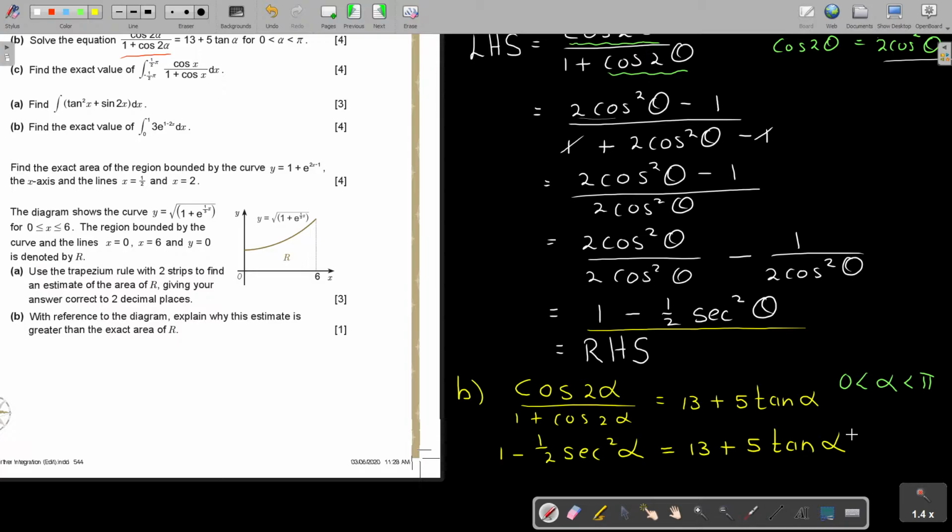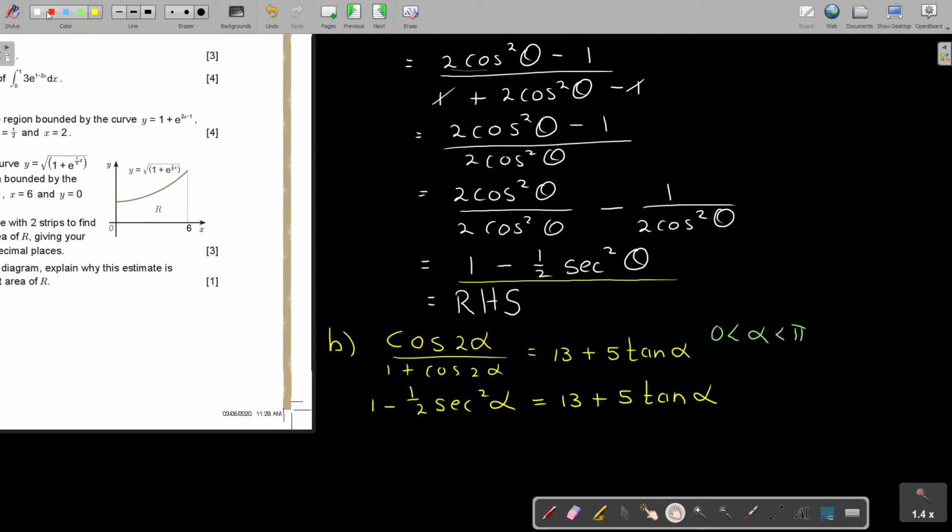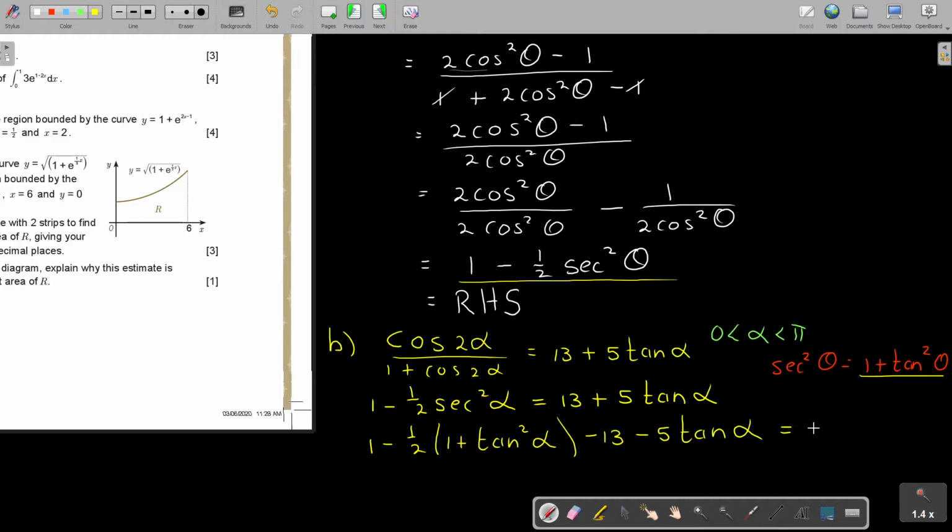So I have to go back to chapter 4. Can you still recall this from chapter 4? You can look in the summary also, that you had sec squared theta is equal to 1 plus tan squared theta. So I'm going to substitute in here, in yellow. So 1 minus a half, and now I'm going to substitute that: 1 plus tan squared alpha. I can bring everything over already. That is equal to 0.